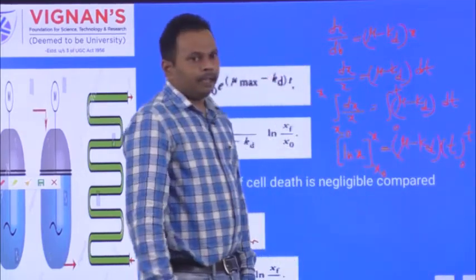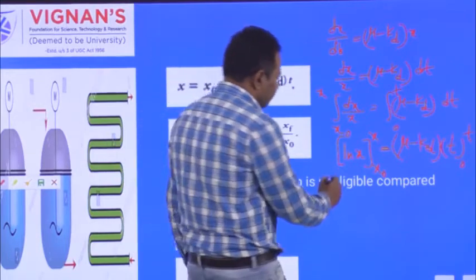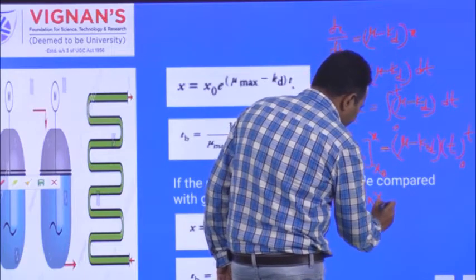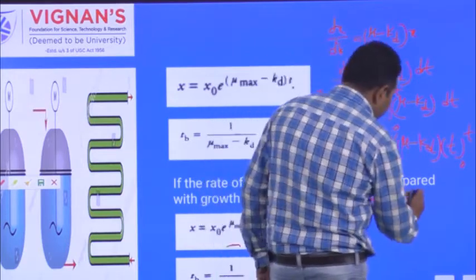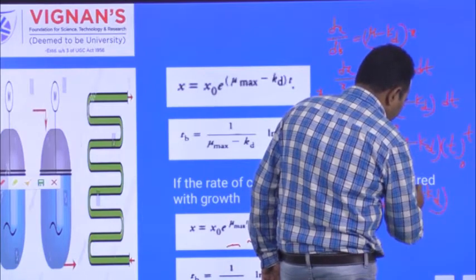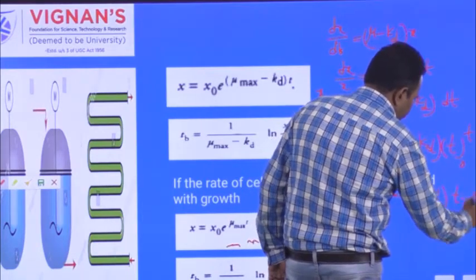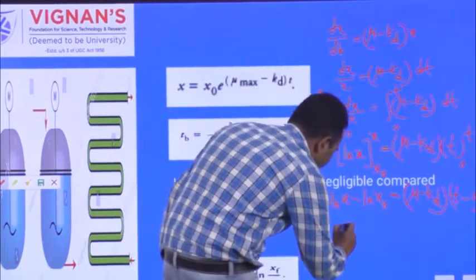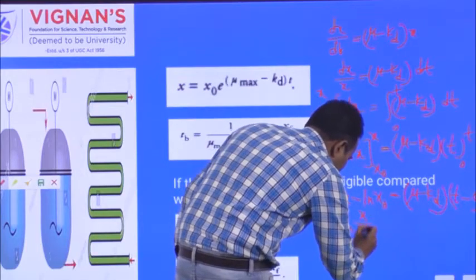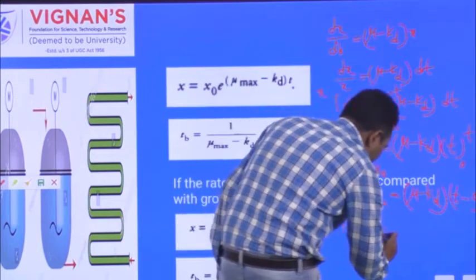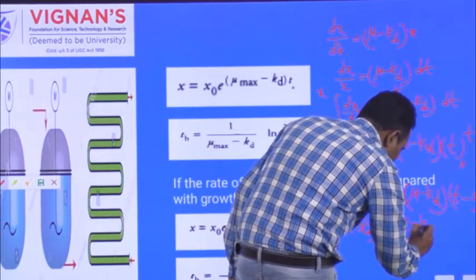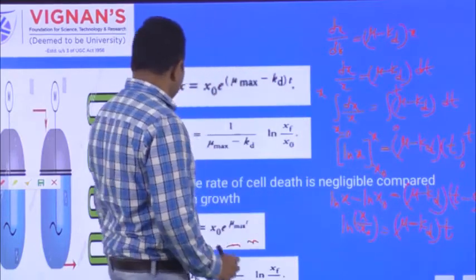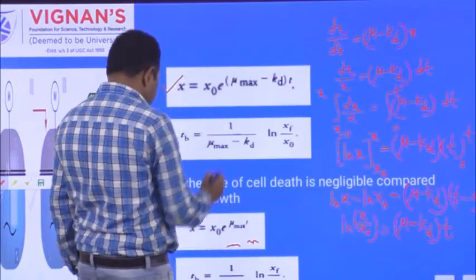On the left-hand side, first substitute the upper limit. In place of x, substitute the upper limit ln x, minus, in place of x, substitute the lower limit x naught, equal to mu minus kd into the upper limit t, t minus 0. From this one, you can obtain this again. This is of the form ln m by n. ln x by x naught is equal to mu minus kd into t. So from this equation we can obtain this equation and this equation.